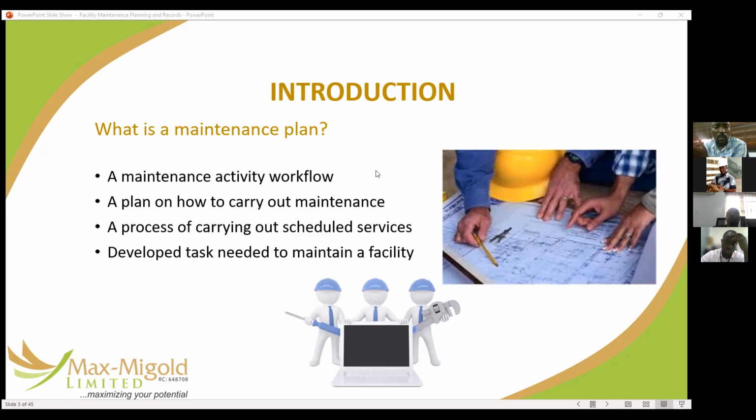So what is a maintenance plan? It is an activity or a kind of workflow. We start from what? Planning. After planning, you talk about execution. And during execution, you talk about monitoring. And after you complete your maintenance task, you record whatever maintenance tasks you have carried out. And after recording, you still evaluate your maintenance task to see areas where you are lagging behind and areas where you need one or two improvements.